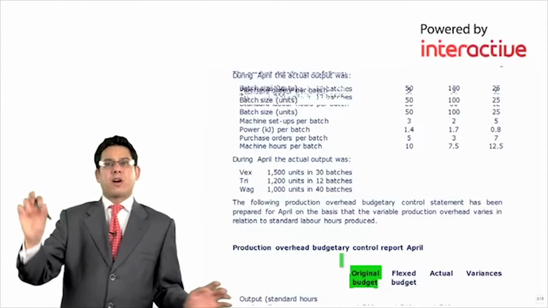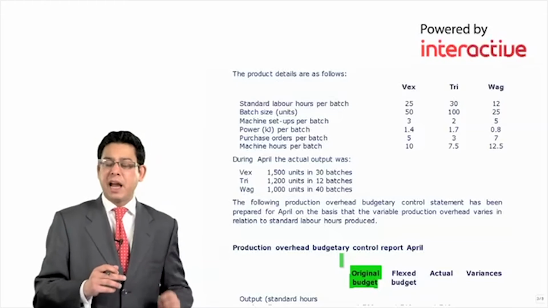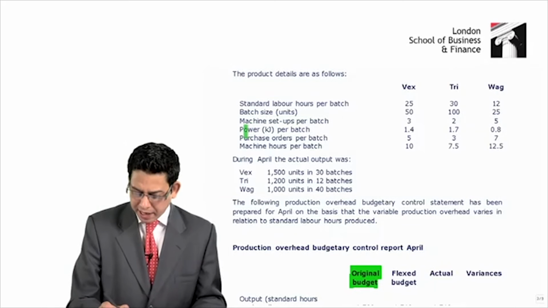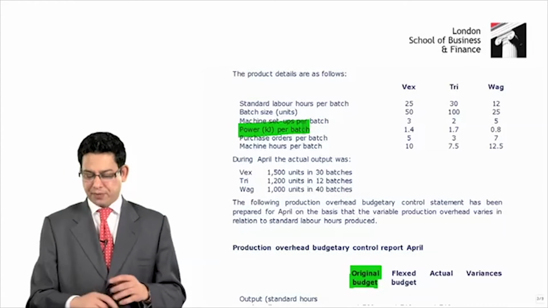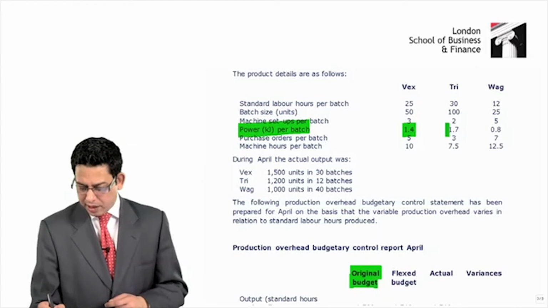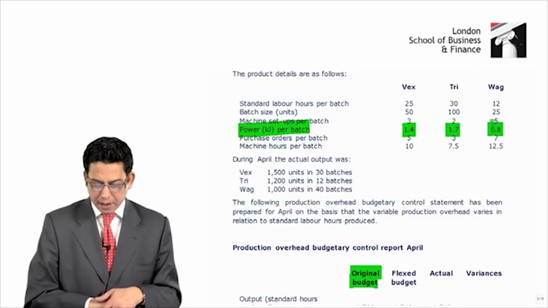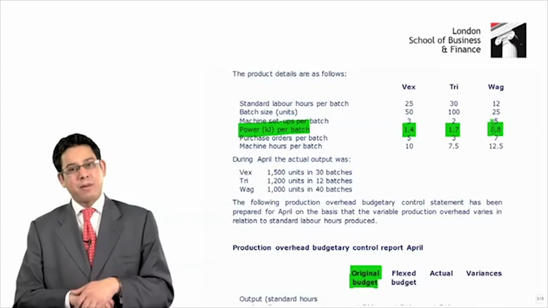Now a number of drivers are given. Okay, product details in terms of drivers. We have to select the appropriate one, which is very clear here with the name you can see as well. Power, kilojoules per batch, kJ per batch. It's the unit of measure for the power, kilojoules, which are given for each product, WEX, TRI and WAG.